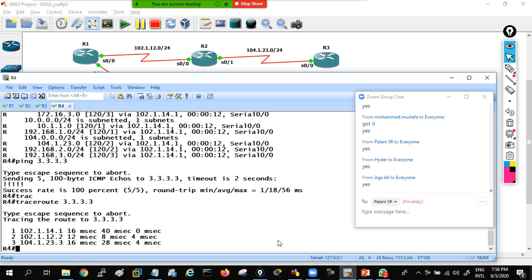Everybody is okay, guys. So far it's clear. The concept, Palani, you are clear. The concept is clear for you.